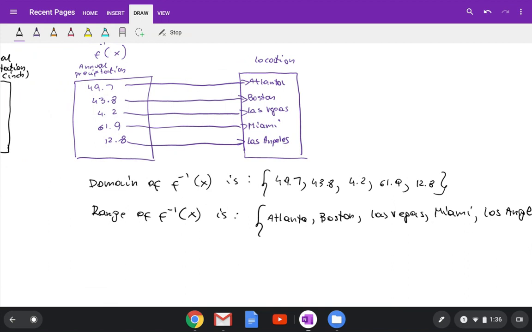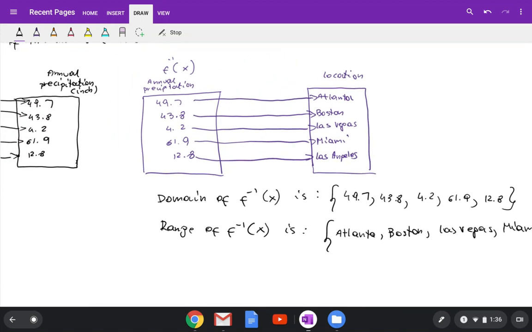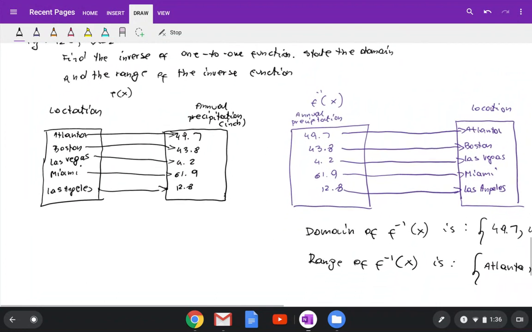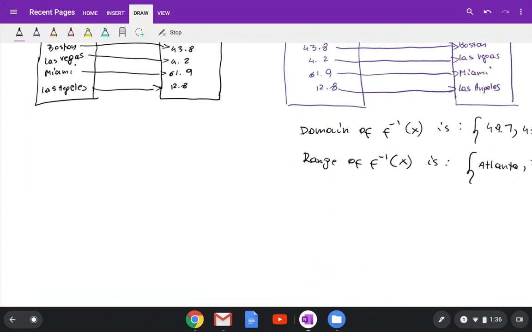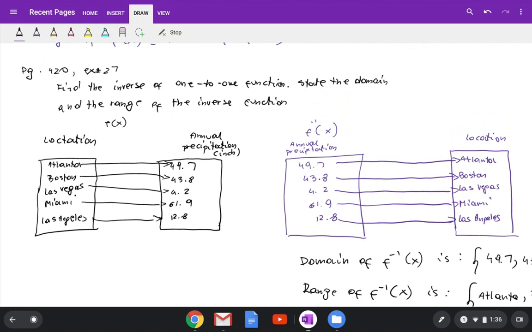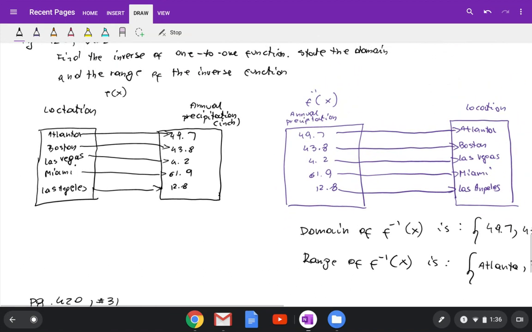And again, like you guys see, we going back because we deal with inverse functions. Here we adding that we dealing with inverses of one-to-one functions. And you will have exactly the same problem, I mean similar problem, but they will give you from order pairs. Okay, so this is example from page 420, number 31. So I'm not going to copy this down, but they asking you also to find the inverse of one-to-one function, state the domain and range of inverse function. So the same, they asking for the same thing, okay?